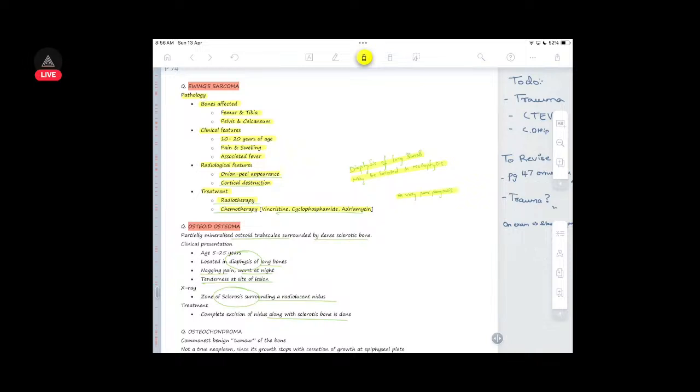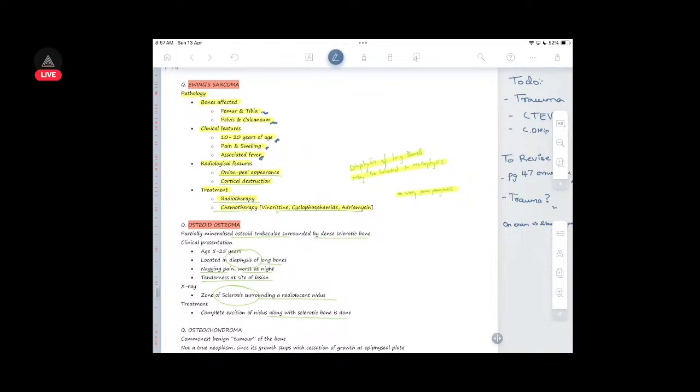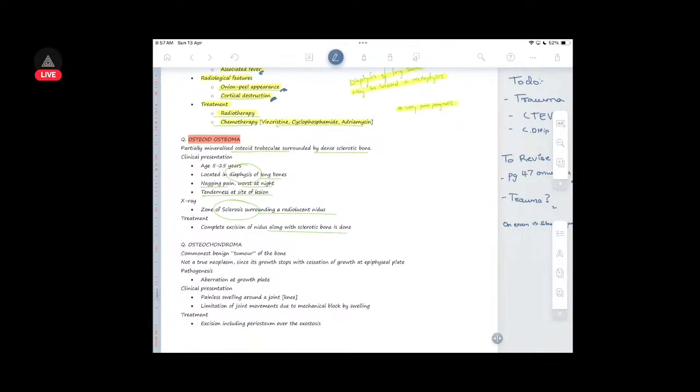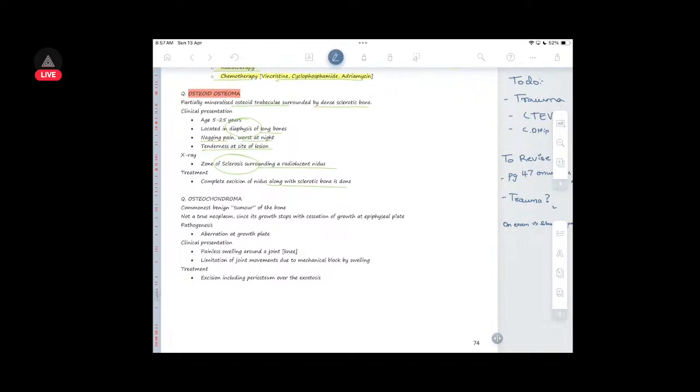Ewing sarcoma: femur and tibia are affected, pelvis and calcaneum are affected. 10 to 20 years of age, pain and swelling is there associated with fever. Onion peel appearance, cortical destruction. Radiotherapy or chemotherapy can be given.